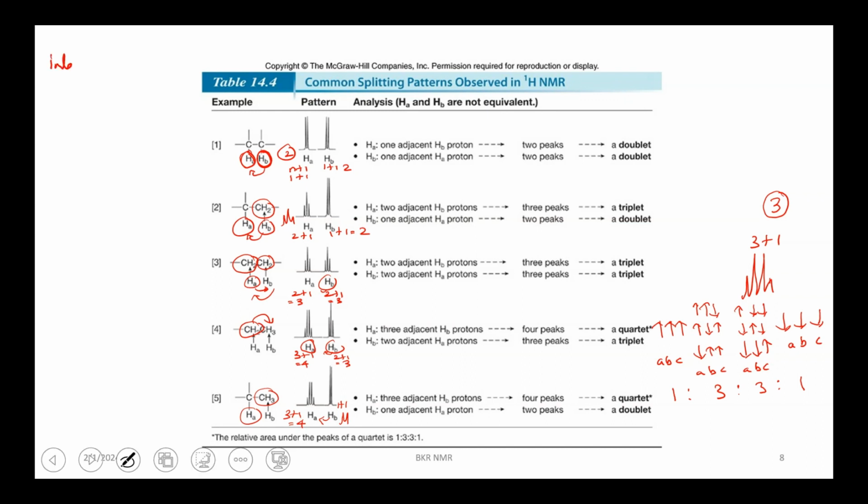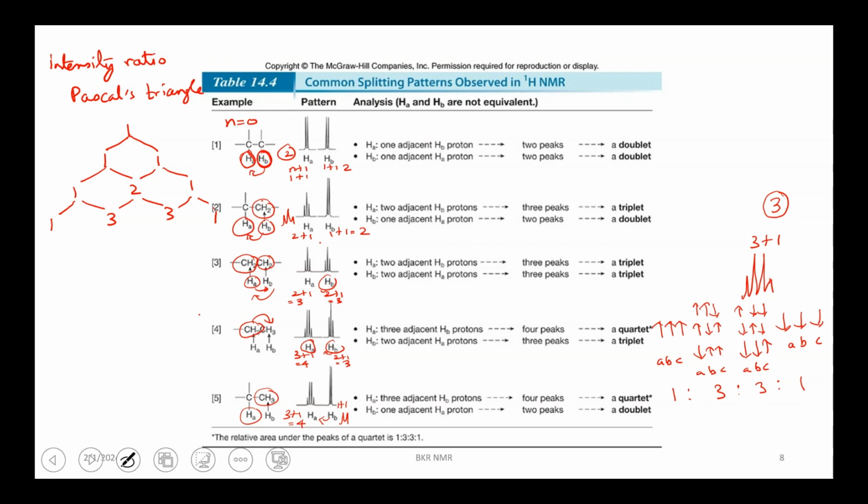So in order to find the intensity ratio of multiplets, we can use something known as Pascal's triangle. I start with 1, so I have no neighbors. Now if I have one neighbor, I'll be split into a doublet with intensity of 1 is to 1. Then if I have two neighbors, I'll be split into a triplet, 1 is to 2 is to 1. If I have three neighbors, I'll be split into a quartet with the intensity ratio of 1 is to 3 is to 3 is to 1.